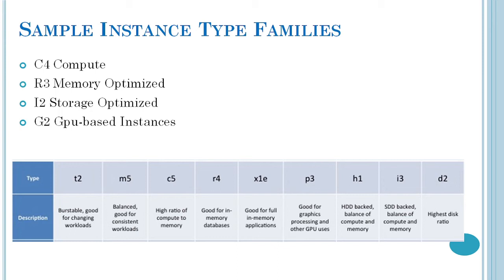R3 is memory optimized for memory intensive workloads. I02 is storage optimized for workloads that require high amounts of fast SSD storage. Then G2 based instances are intended for graphics and general purpose GPU compute workloads.